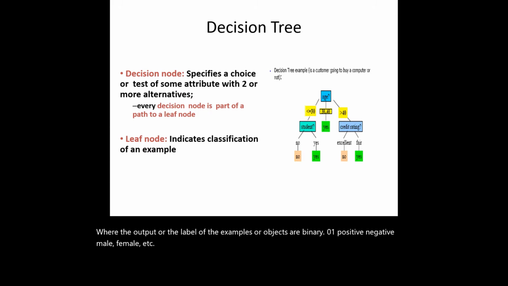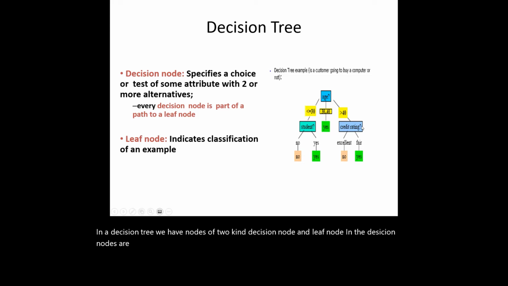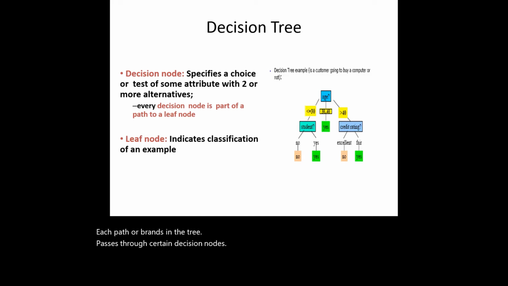In the decision tree, we have nodes of two kinds, decision nodes and leaf nodes. The decision nodes are the intermediate nodes in the tree that take us to the leaf of the tree. And each path or branch in the tree passes through certain decision nodes. A decision node will split our data into two or more branches.